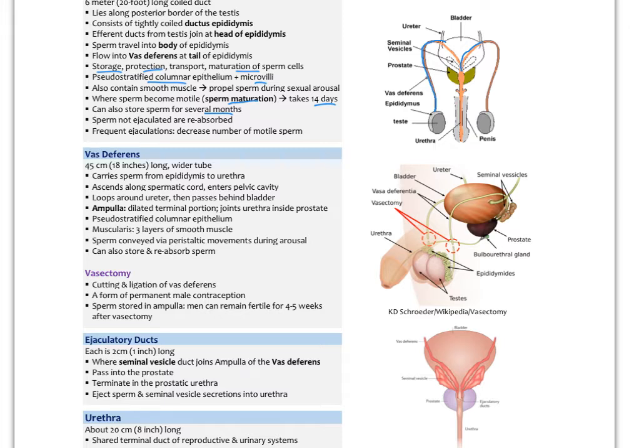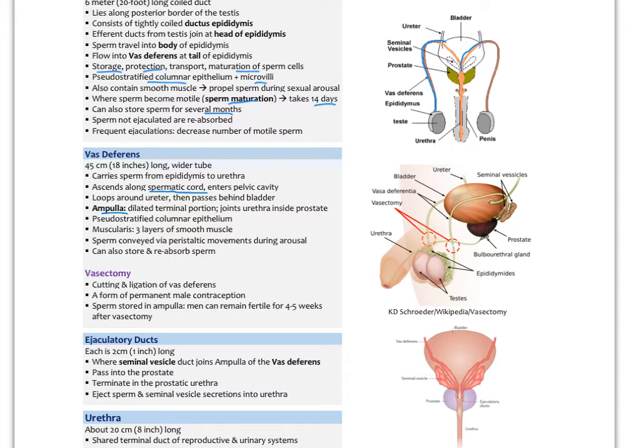The vas deferens is going to ascend along the spermatic cord, which I'll talk about here shortly, and that's going to enter the pelvic cavity, again, go up over the ureters of the bladder, and then pass behind the bladder, and then they're going to converge in an area called the ampulla. This is a dilated terminal portion, and that's going to join the urethra inside the prostate.